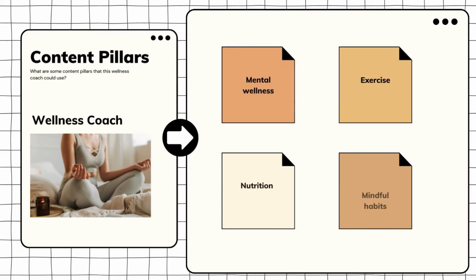So if you're feeling like you need some ideas and you want to get some inspiration on how to identify your content pillars, I'm going to use an example of, say, a wellness coach. A wellness coach might say, okay, I specialize in nutrition, fitness, and healthy living. What could be some of my content pillars? I may have just mentioned a few of them there, but thinking about the topics that might be of interest to this wellness coach's target audience, some of them might be mental wellness, exercise, nutrition, and mindful habits.